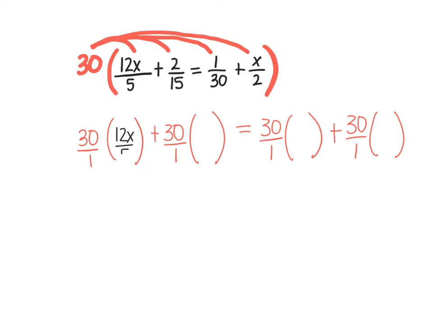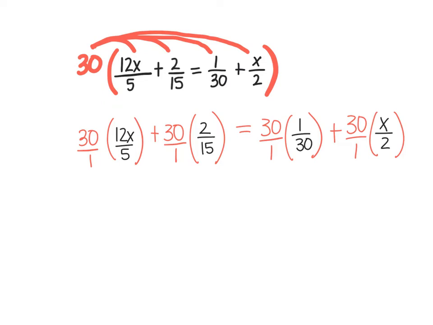And I'm going to show that 30 multiplying the 2 over 15. And that 30 is going to multiply the 1/30th, and it's going to multiply the x over 2. Now, it seems like a really big step that's happened right here, and I agree. It's kind of expanded it. That's what we do when we do the distributive property. Made it look a little bit more confusing.